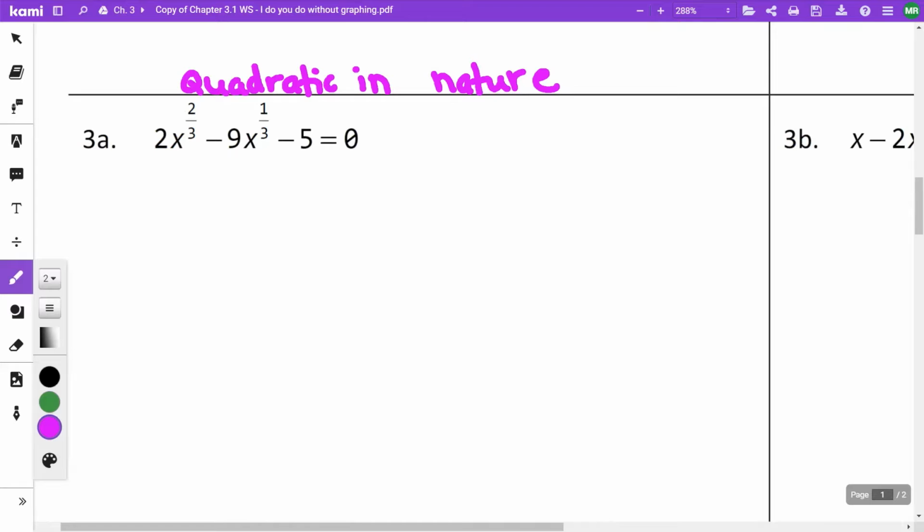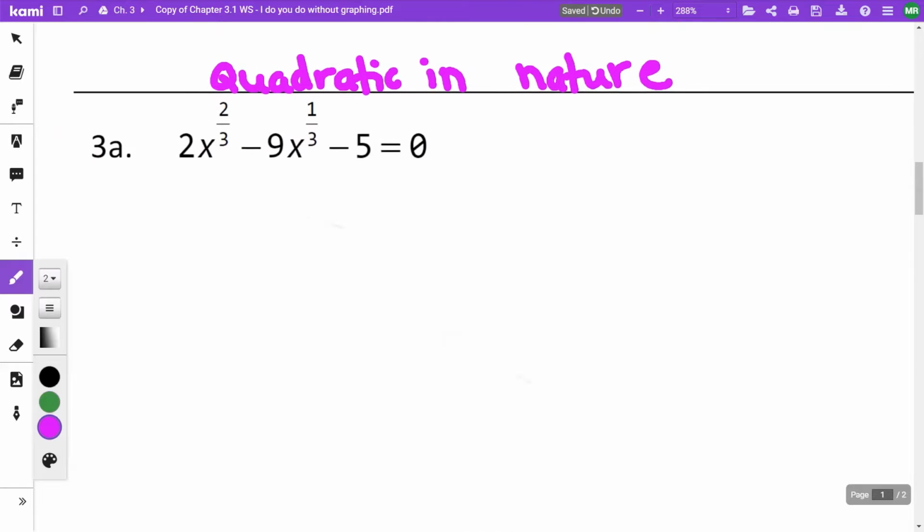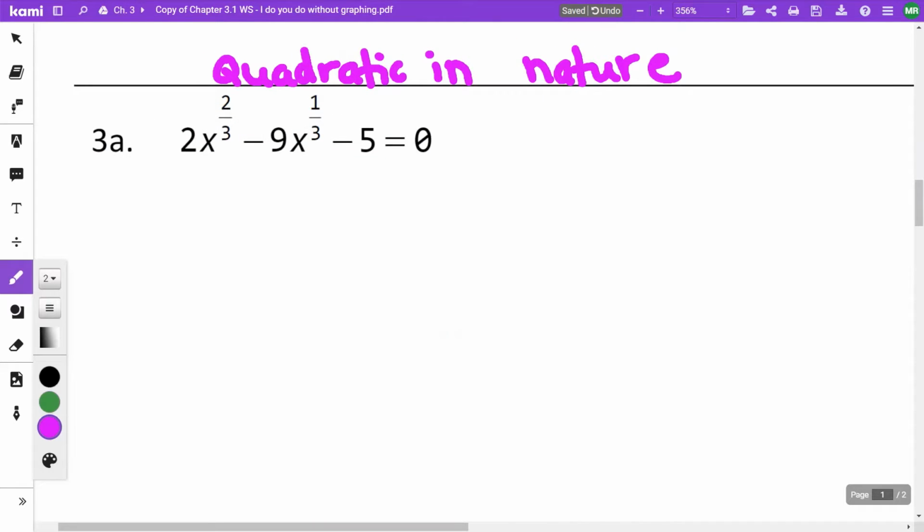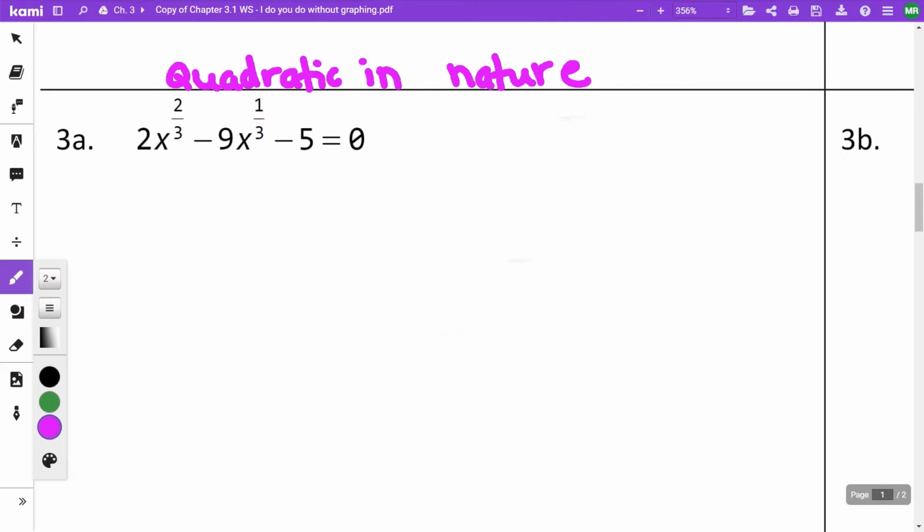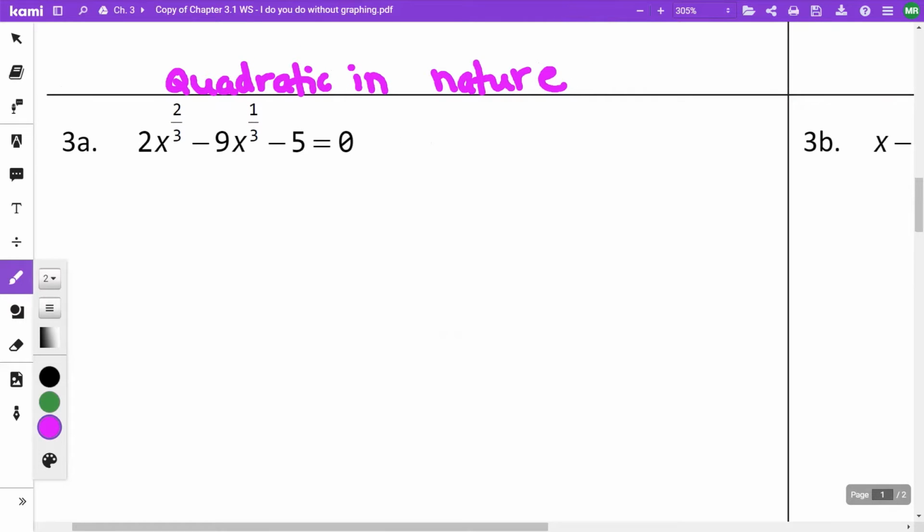And this is like the video I posted on Friday that I wanted you guys to look at, so you came in ready to kind of see these problems. So what you're looking at is going, hey, can I end up getting this to be basically an ax squared plus bx plus c equals 0 type of problem? Can I make it look like this?